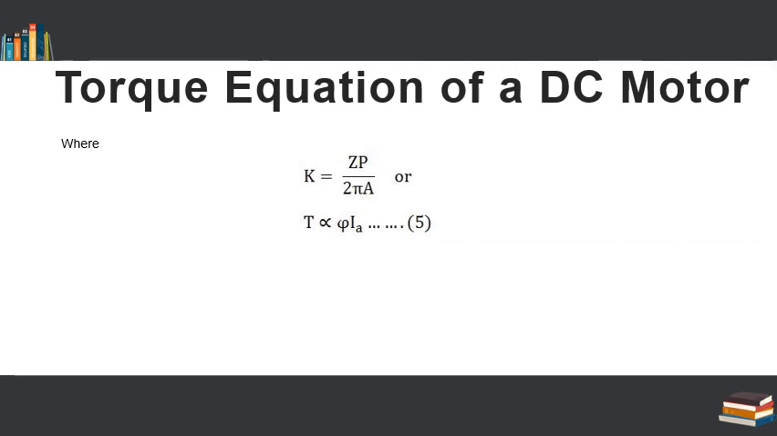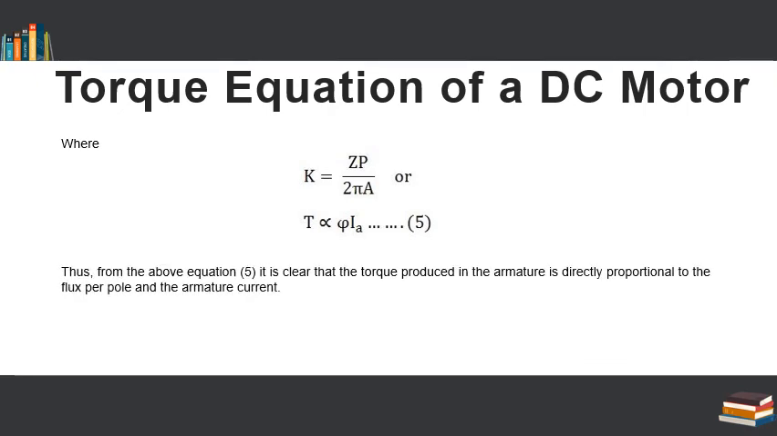This is equation number 5. Thus, from equation number 5, it is clear that the torque produced in the armature is directly proportional to the flux per pole and the armature current. And this is called the torque equation of the DC motor.